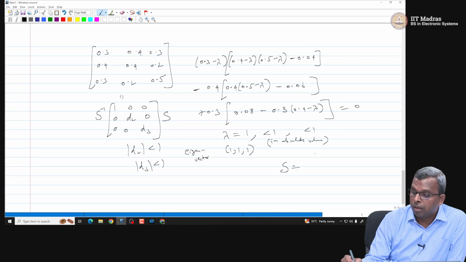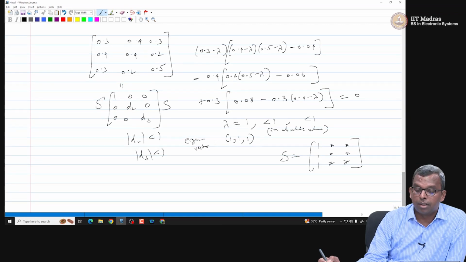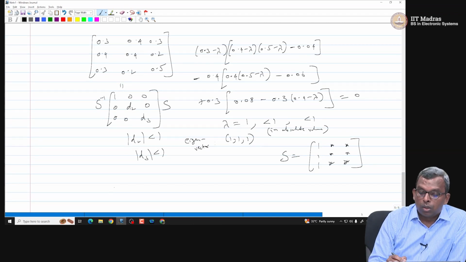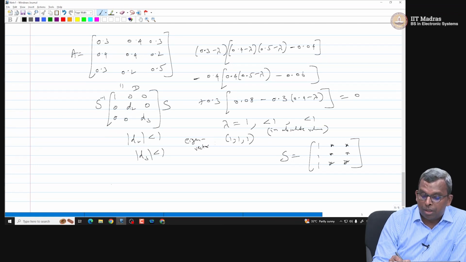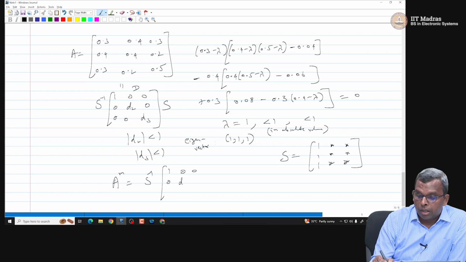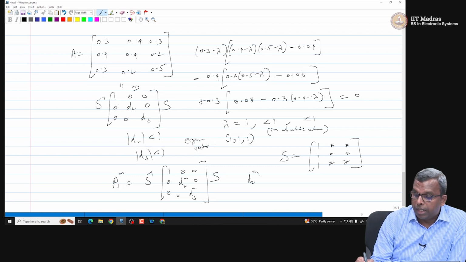And what is this S? This S is 1, 1, 1 in the first column and something else. I don't know what it is. I'll just put a star. So what will happen if I raise A to a very large power M? I'm going to get S inverse D power M S. 1 power M will remain the same. I'll get D2 power M, D3 power M times S. Now, D2 power M will tend to 0, D3 power M will tend to 0.